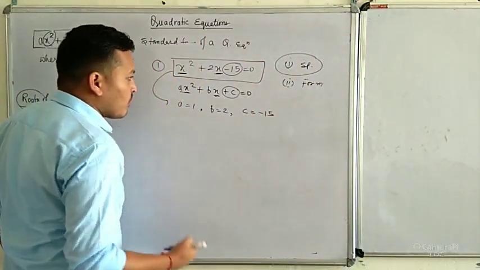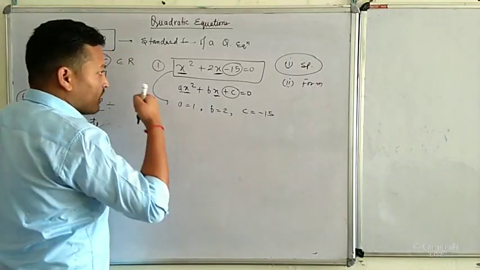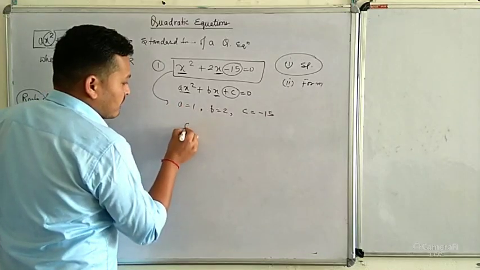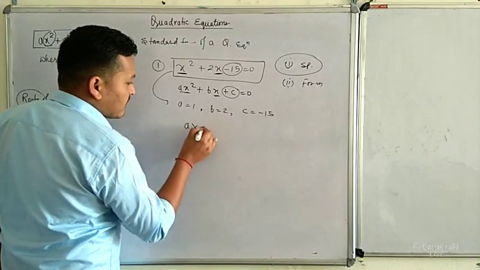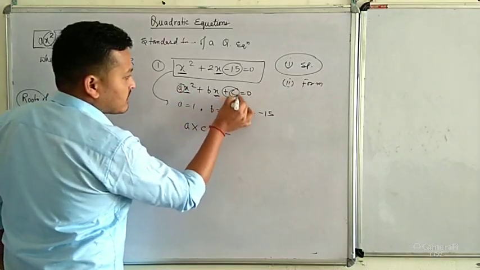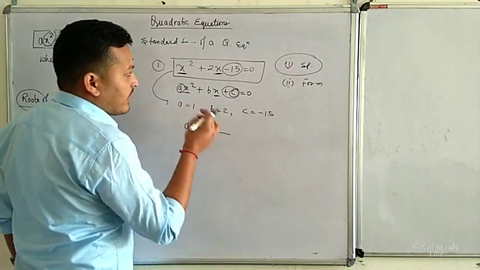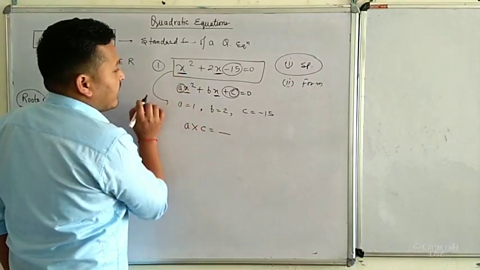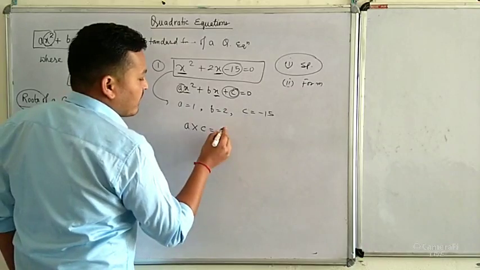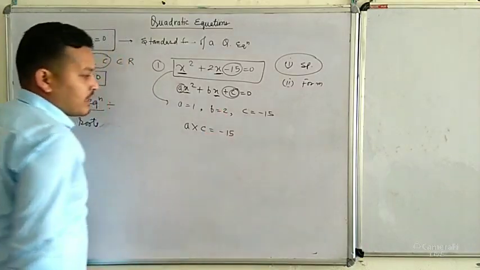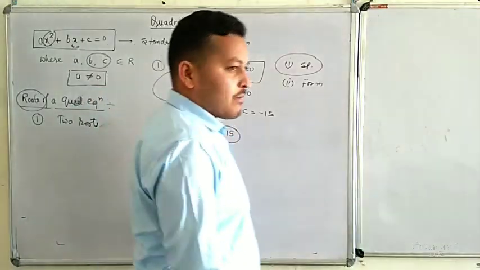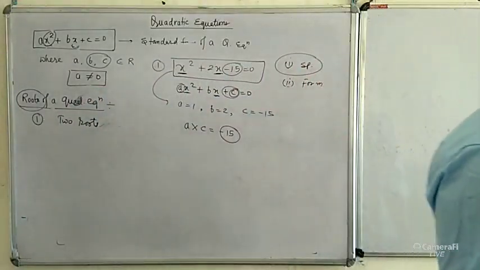There will be a rule. How can we find the root of the quadratic equation? First find the product of a and c. This is a and this is c. What is the product of a and c here? A is equal to 1 and c is equal to minus 15. So the product of a and c is minus 15. Okay, now find the factors of 15.